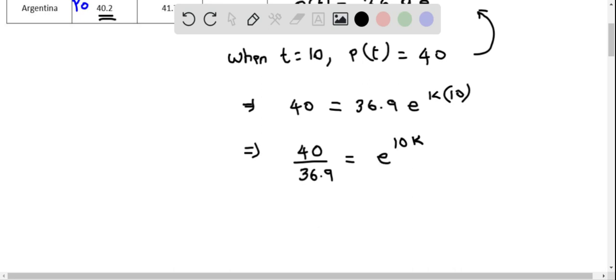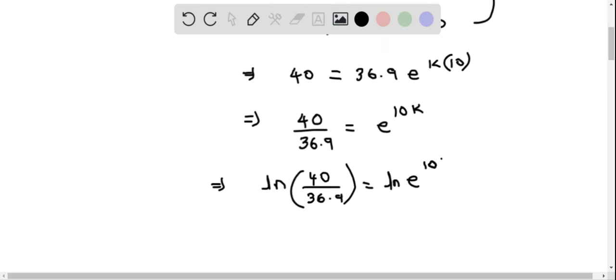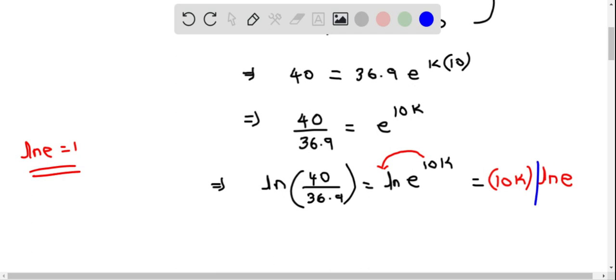Now to solve for k, we can apply the natural logarithm on both sides. When I do that, I get the natural logarithm of 40 over 36.9 equals the natural logarithm of e raised to the power of 10k. This right side could be simplified using the property of logarithms, that is, this 10k will come in front. So this could be rewritten as 10k times the natural logarithm of e. The value of natural logarithm of e equals 1, so 10k times 1 is basically 10k. So we just have 10k on the right side.